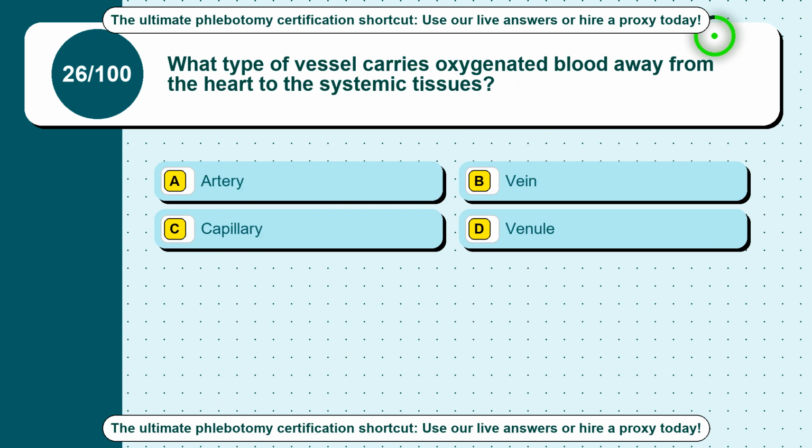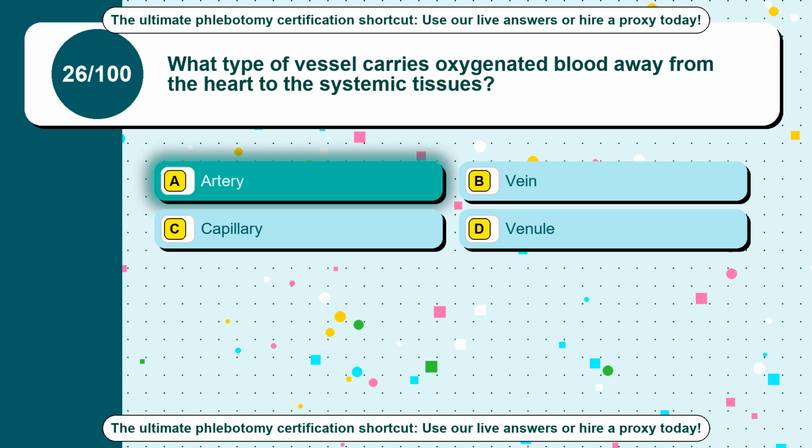Question 26. What type of vessel carries oxygenated blood away from the heart to the systemic tissues? Option A. Artery. Option B. Vein. Option C. Capillary. Option D. Venule. The correct answer is option A.